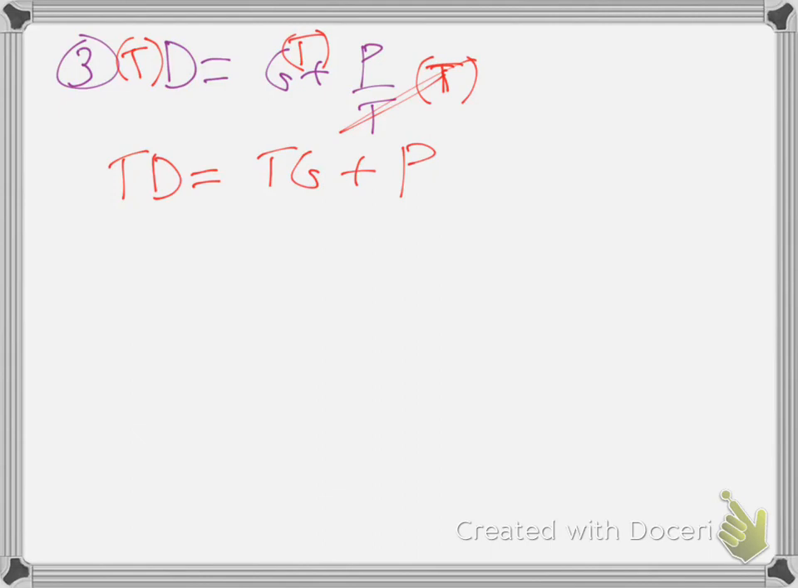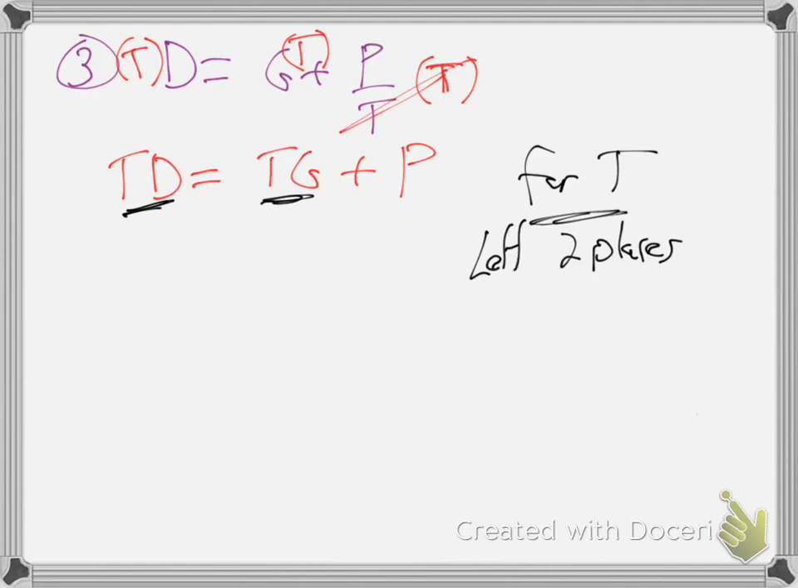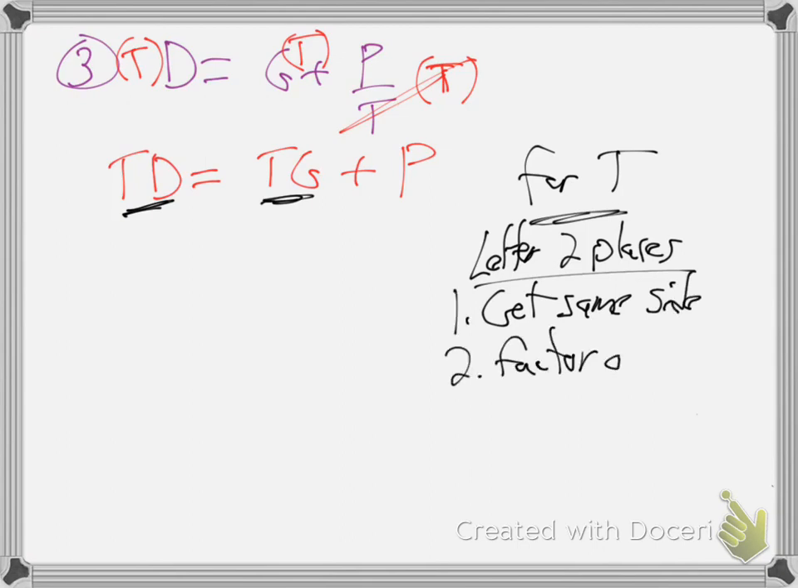Now, here's the trick. We're trying to get T alone. T is right here, and this term has a T, and that term has a T. So what do you do when it's in two places? The letter you want, letter in two places, get them on the same side, step one, factor out the letter, and divide. So I'm going to grab this TG term and move it over here.